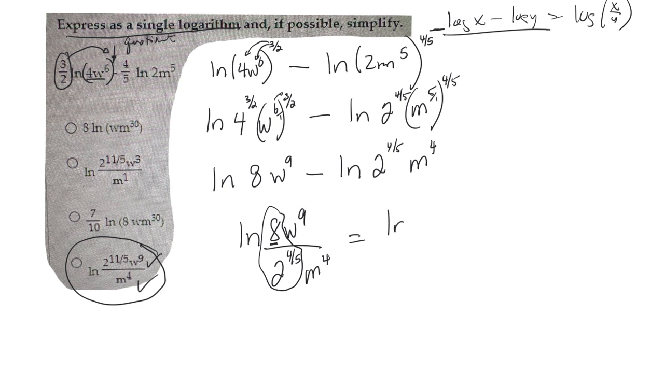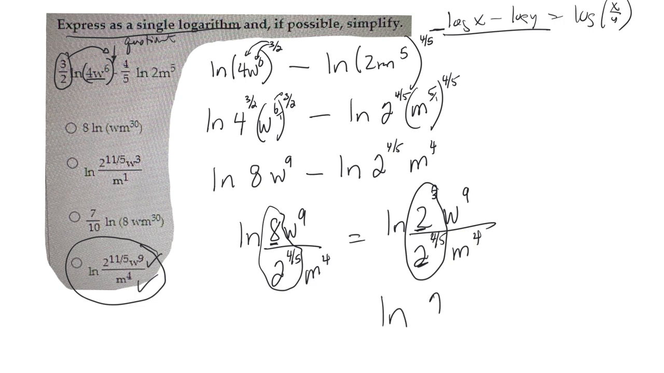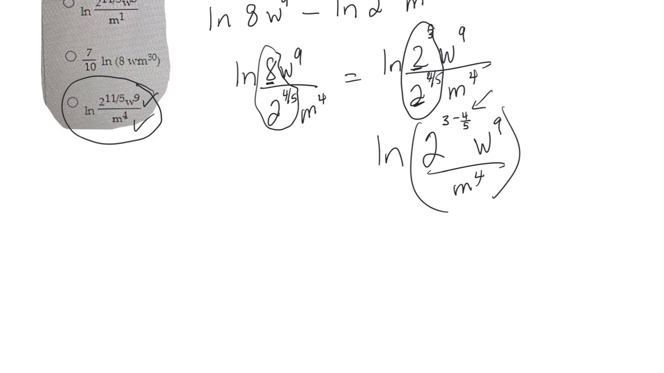This 8 I could probably write as base 2, so 2 cubed, and w to the 9 over 2 to the 4/5 m to the 4th. Now this here, the 2's are common bases, so if I'm dividing, I can subtract their exponents. So it'll be 2 to the, what number is that? Oh, 3. 3 minus 4/5, and then w to the 9 over m to the 4. And now just figure out that on your calculator. So it'll be, I think, 11/5. And that's what they have.